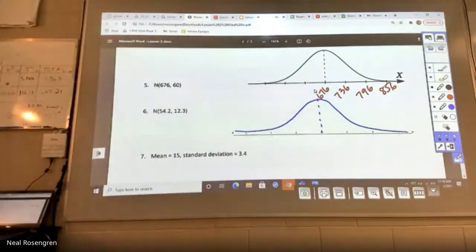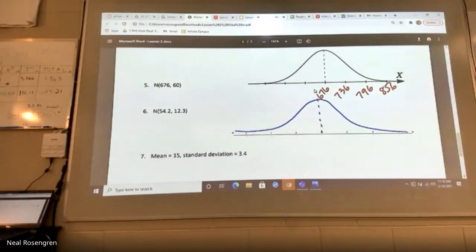And that's it. That's lesson 2. That's not too bad, though. They're not going to be perfect. Mine's not perfect, for sure.